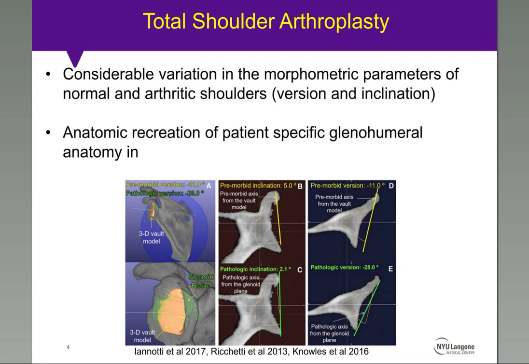There is considerable variation in the morphometric parameters of normal and arthritic shoulders, and it is important to understand this variation in order to recreate patient-specific glenohumeral anatomy during total shoulder arthroplasty.